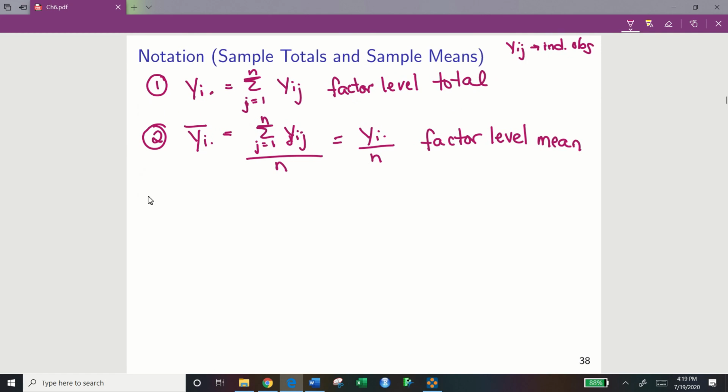For our third notation that we want to draw attention to, that's going to be our overall total. That's y dot dot, and it is the summation of i equals 1 to t of yi dot, and it is also equivalent. If we want to get a little bit more specific, it is the summation of i equals 1 to t of the summation of j equals 1 to n of yij.